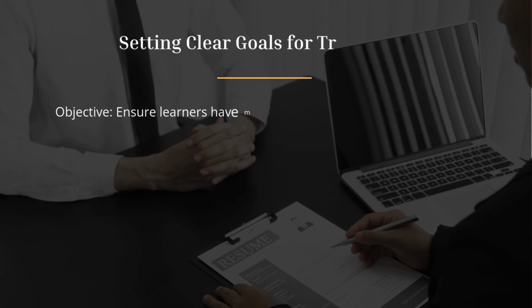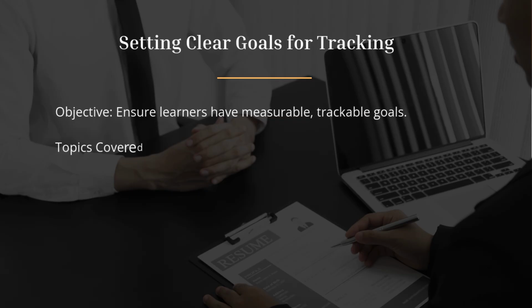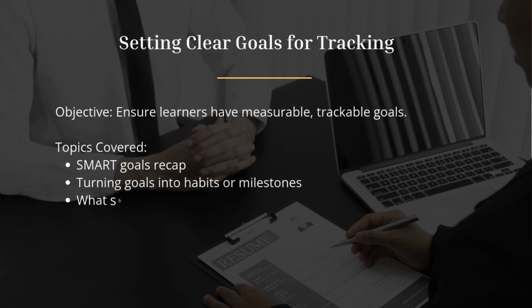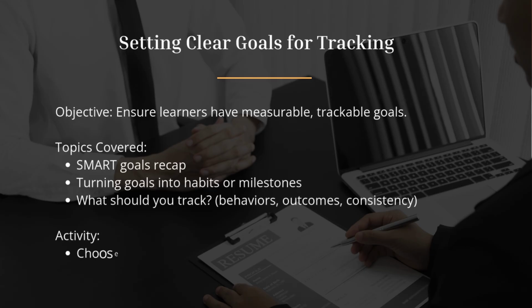Exploring different types of progress trackers. Objective: identify and understand various types of progress trackers. Content: habit trackers, task completion charts, milestone trackers. How each supports different aspects of productivity. Activity: choose and design a sample habit tracker relevant to personal goals.